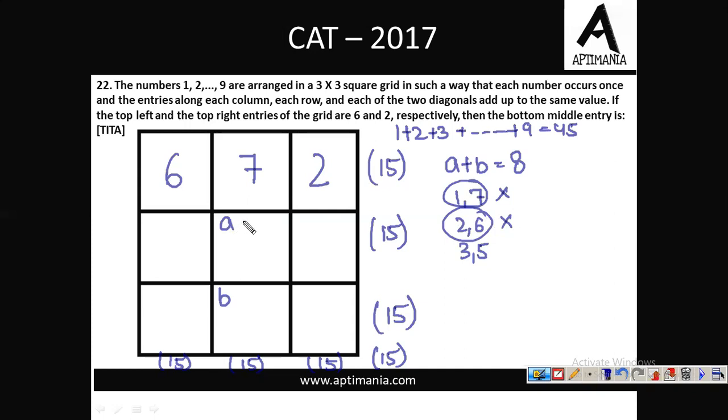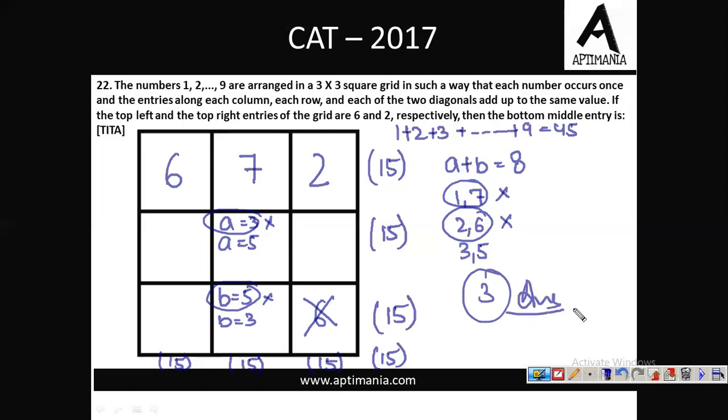So either it can be A equal to 3, B equal to 5, or it can be A equal to 5, B equal to 3. Right? Now, considering A equal to 3, if A is 3, then the diagonal adds up to 15. 6 plus 3 is already 9, so this value has to be 6, which is impossible because 6 has already been used. So A equal to 3 is a wrong assumption. Means A equal to 5, and if A equals 5, B equal to 5 will be a wrong assumption, so B equal to 3. So the value in the bottom middle entry is 3. So the correct answer for question number 22 is 3.